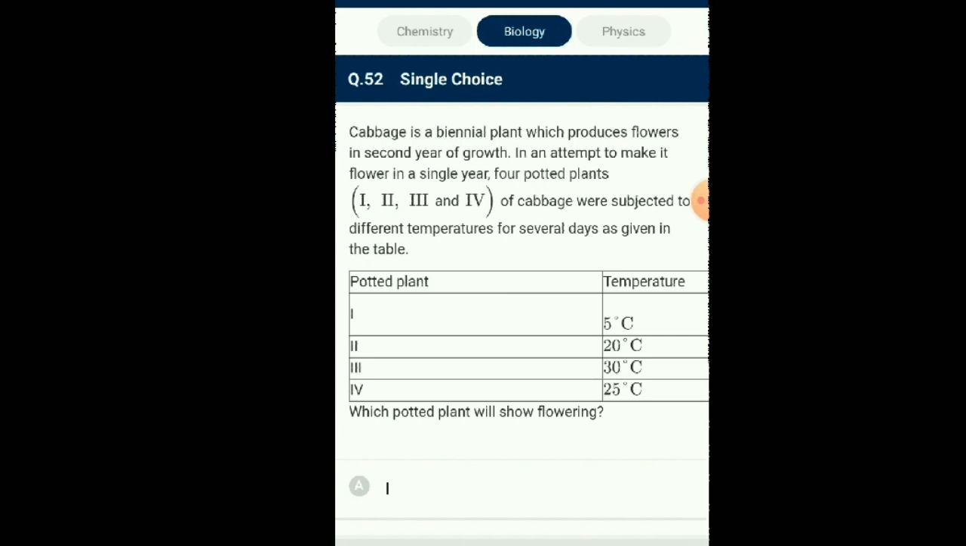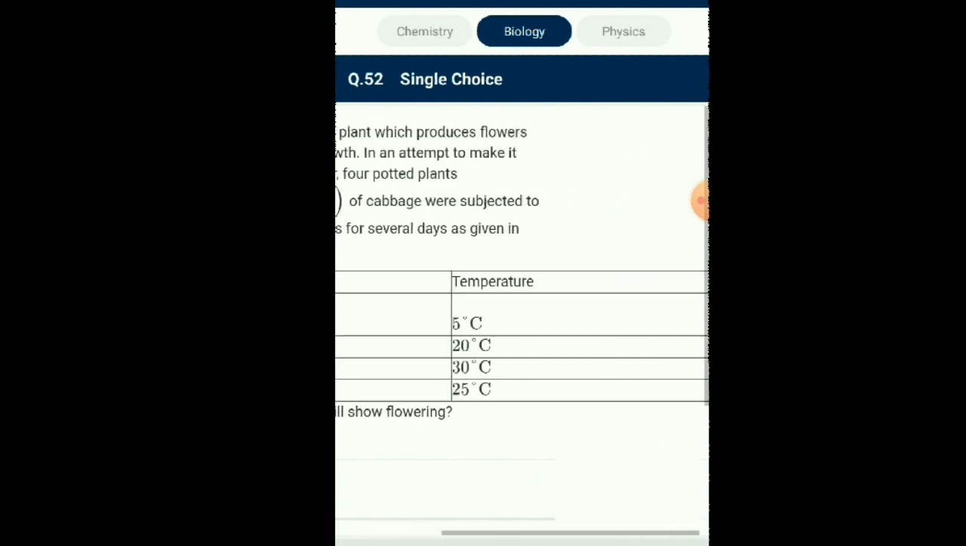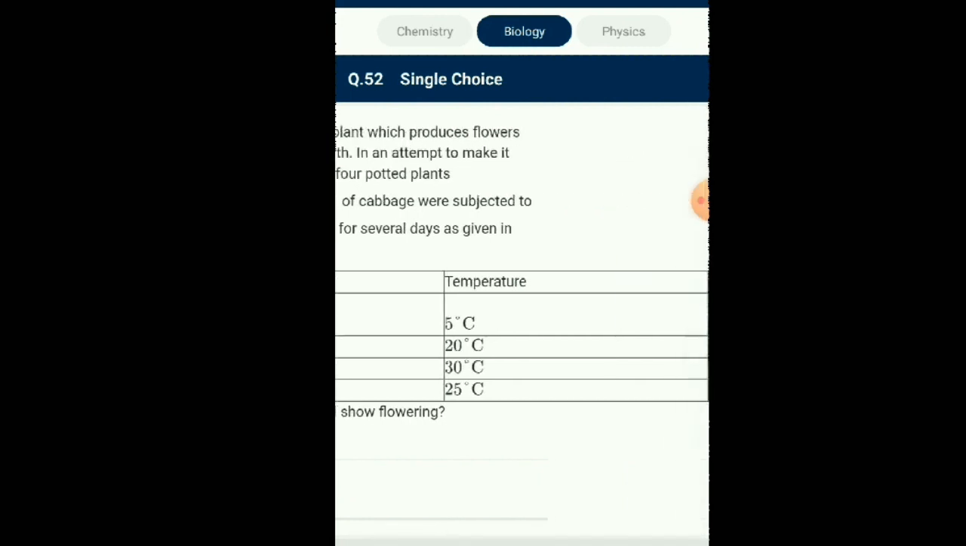From the given tabular column, the low temperature required for vernalization is usually 0 to 5 degrees Celsius. In nature, the plants requiring vernalization are generally biennials, such as cabbage and sugarcane, which complete their life cycle in 2 years. They germinate and grow vegetatively in the first year and give rise to flowers in the second year of the growth. These plants fulfill their cold need during winters.